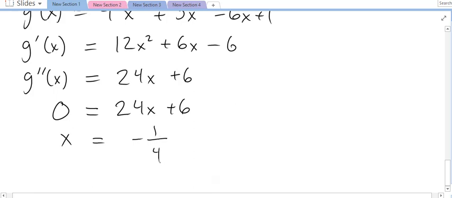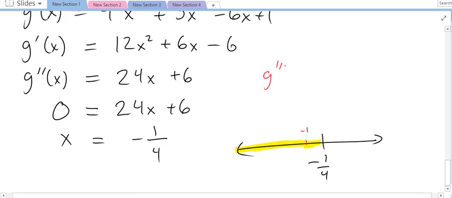So that tells me that if I want to check concavity, I need to check the values to the left and to the right of this negative 1/4. If I want to check something to the left as a test point, maybe negative 1 is a good choice. So g double prime of negative 1 is going to be 24 times negative 1 plus 6, and I get negative 18. So over here, it's going to be negative. That tells me it's going to be concave downward.